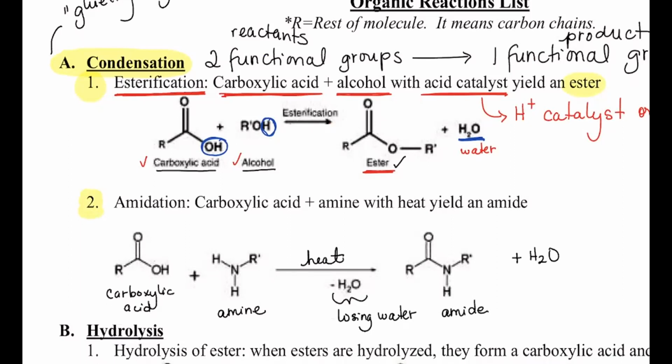So esterification and amidation are two reactions that will produce water when the reactants, okay, combine to make that functional group, okay? And those are the only two condensation reactions that you need to be familiar with, okay? Any questions on the two condensation reactions that you guys need to know and the functional groups that are going to be combining to make that product?